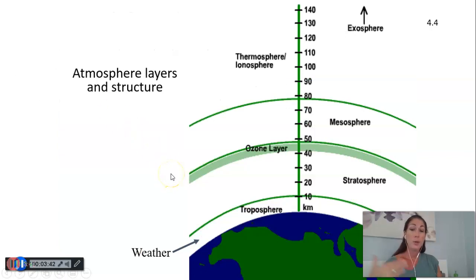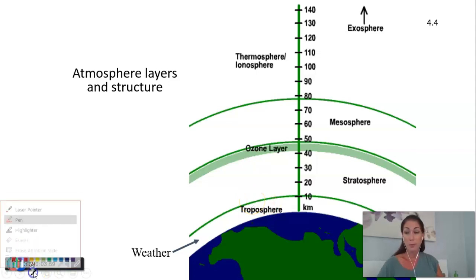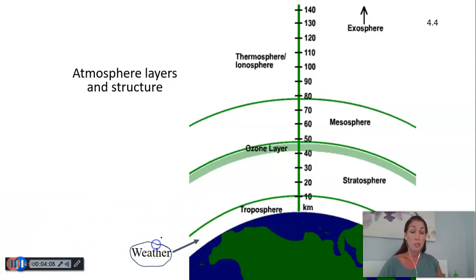So now to get into our atmospheric structure. Again, these are just basic earth science concepts. We need to take a look and understand that our atmosphere has layers. So you do need to know your layers of the atmosphere. We start down here at the bottom with the troposphere. And the troposphere is significant because this is where weather occurs. So all of our weather occurs in the troposphere.